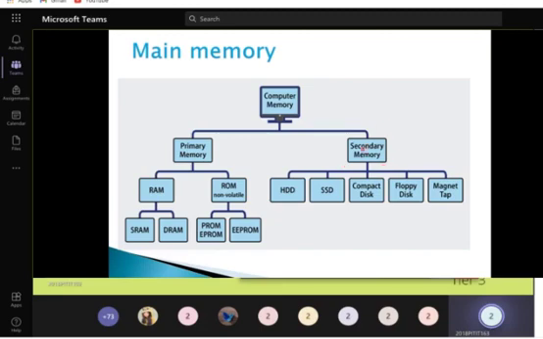Again, the secondary memory, the secondary storage we have built into our CPU. If we want, we can also add additional storage, like the hard disk, which is represented as HDD, SSD, and then compact disk (CD), floppy disk, and magnetic tape. These are all secondary memory, where we can store the data.